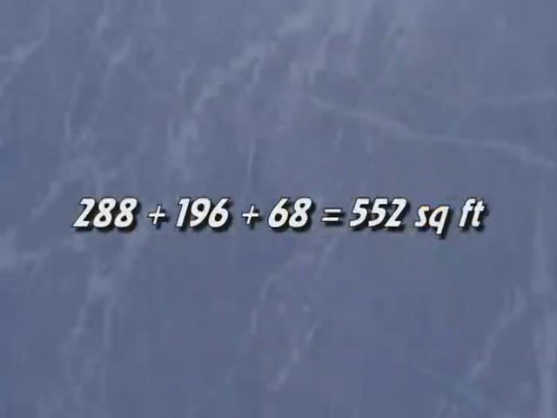We add those three numbers together, 288, 196, and 68. That will give us exactly 552 square feet of acoustical tile that we need for those three rooms. And that happens to be the answer at B. Circle B, that is the correct answer.